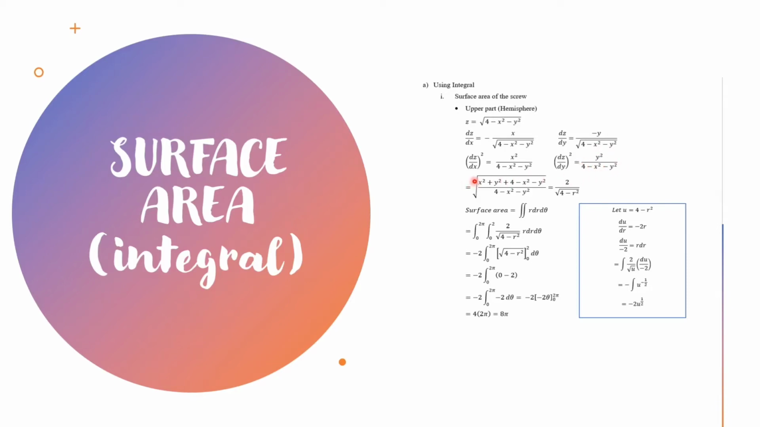This equals the square root of (x squared plus y squared plus 4 minus x squared minus y squared) over (4 minus x squared minus y squared). And then, as I learned, x squared plus y squared is equal to r squared. So that's why we got 2 over the square root of 4 minus r squared. So for surface area, it is a double integral of r dr d theta. As we know, the hemisphere has the shape of a circle.